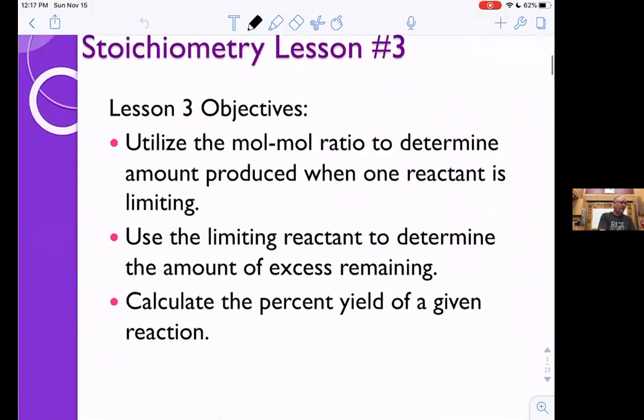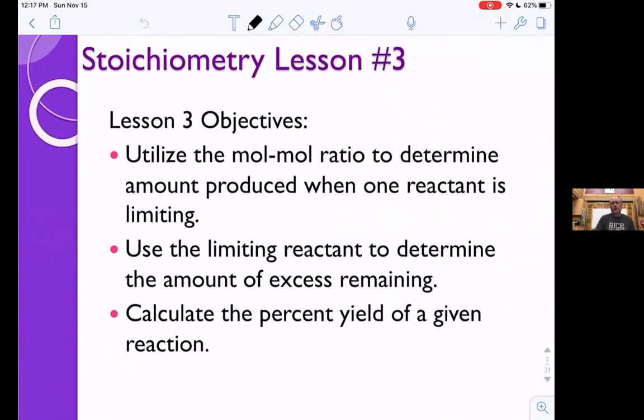So here is lesson 3. Our objectives here are using that multimole ratio to determine the amount that's produced or the amount that will react given different amounts of reagents. If you have one reactant that is in a smaller amount than another reactant, then you're going to produce less of the product. And of course, you'll have something left over at the end, and we'll figure out how to determine what that excess amount of reagent is as well. So using the limiting reagent to determine the amount of excess that remains of that other reactant.